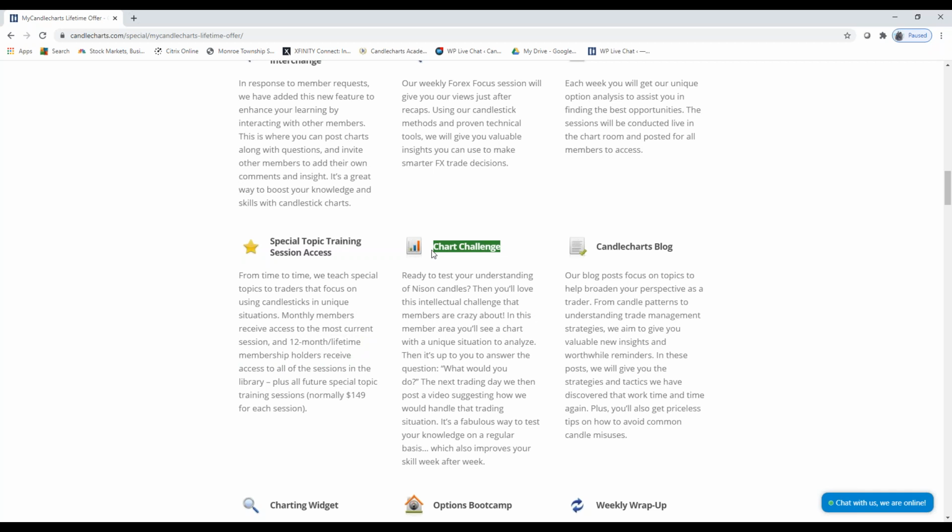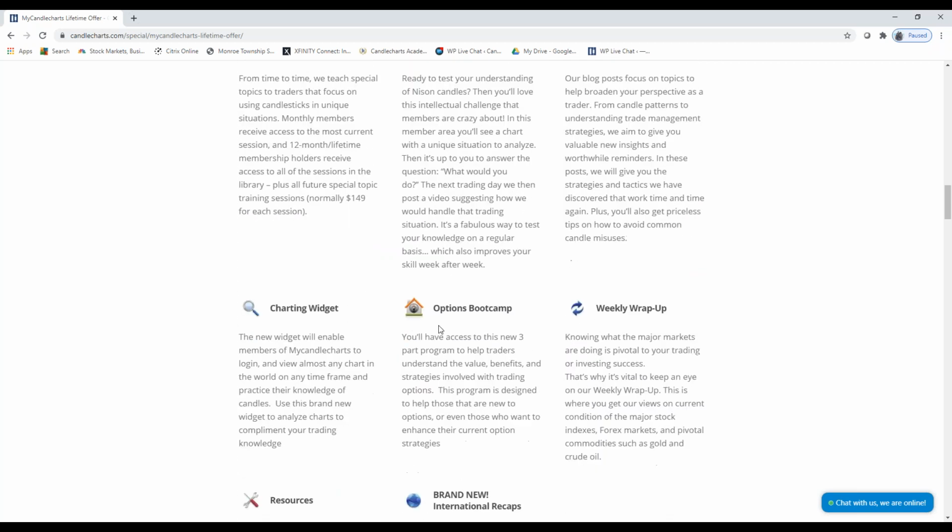Steve mentioned Chart Challenge. That happens every week. We put up a blog typically once or maybe twice a month where we go over some ideas, some things to be thinking about. Steve showed you that charting widget where you can pull up pretty much any chart from around the world in any time frame. We have a brand new options bootcamp.